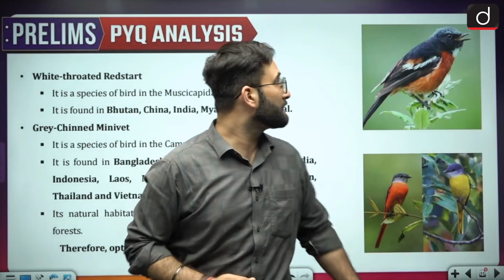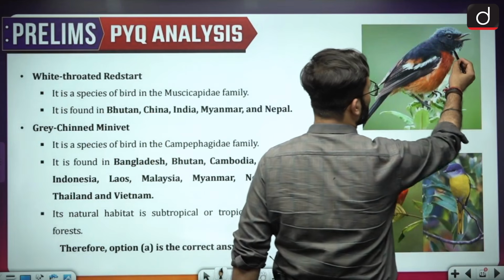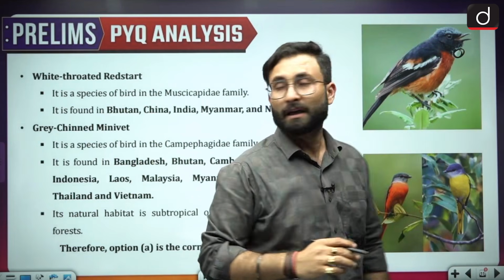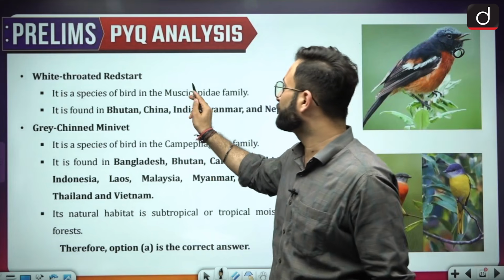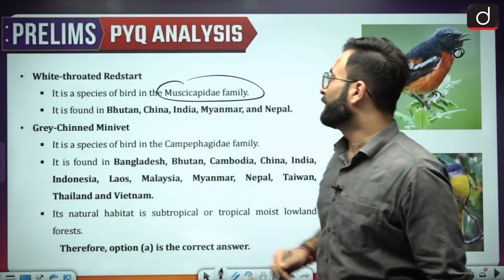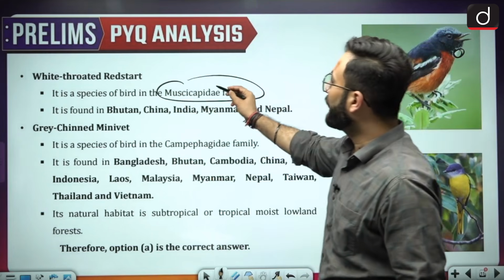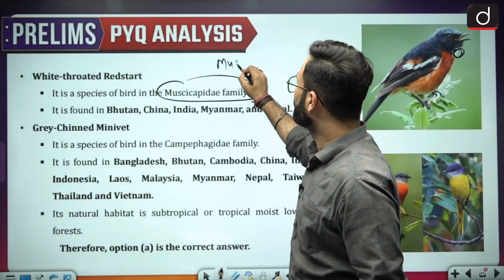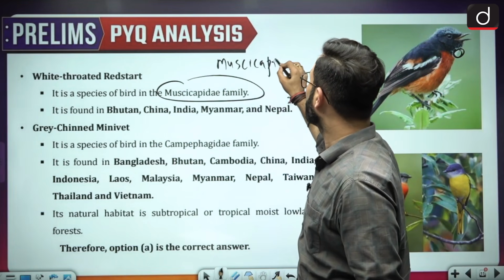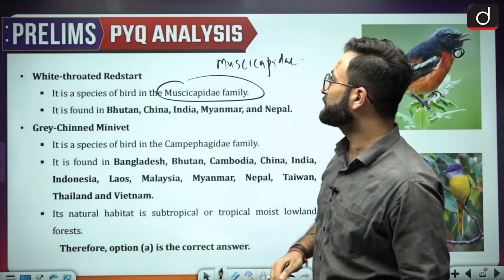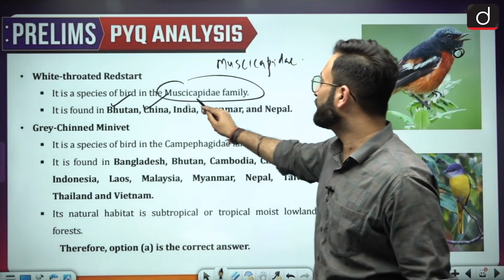Here you can see, if you take the picture, the throat is white, so that is white-throated redstart. Then it is a species of the Muscicapidae family. Okay, so that is there. Then it is found in Bhutan, China, India, Myanmar, and Nepal.